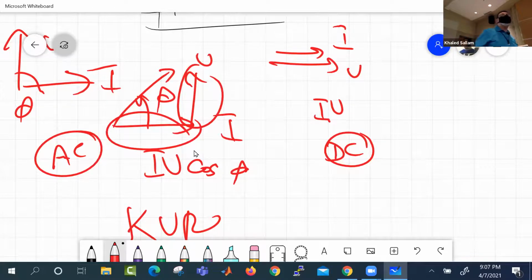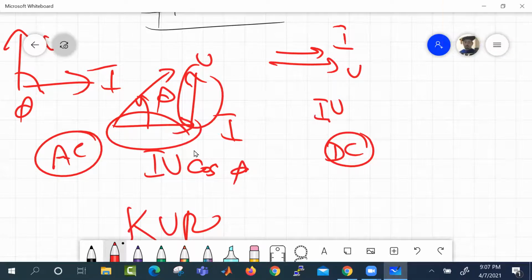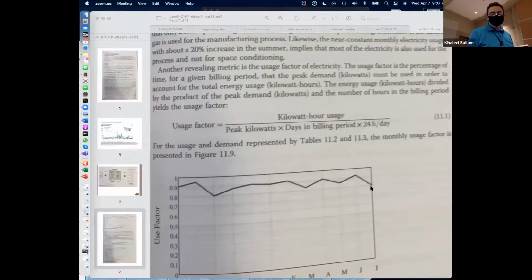Okay, so the kVAR. Those are the three things that they will charge you for: the kilowatt hour that you are actually using, that's the real power you are using, and the peak kilowatt, and the reactive power.